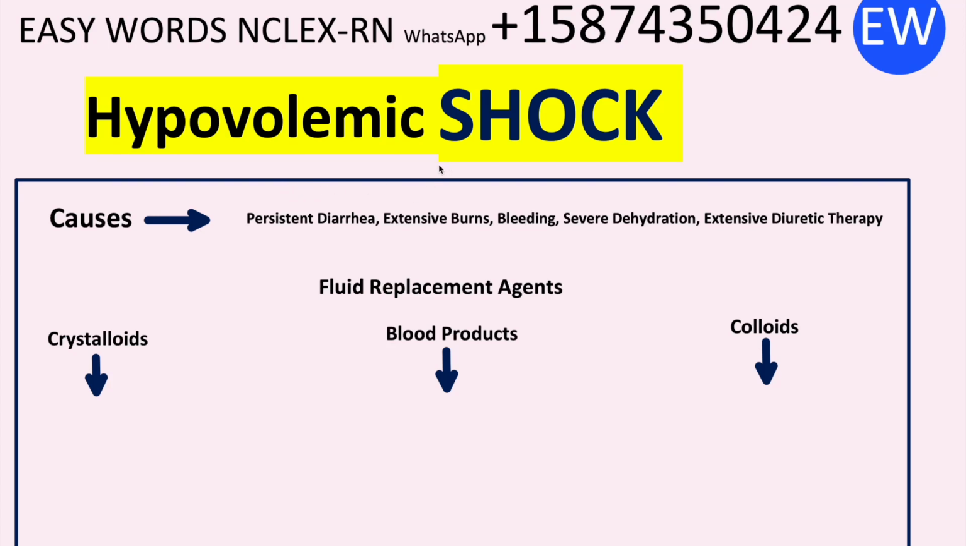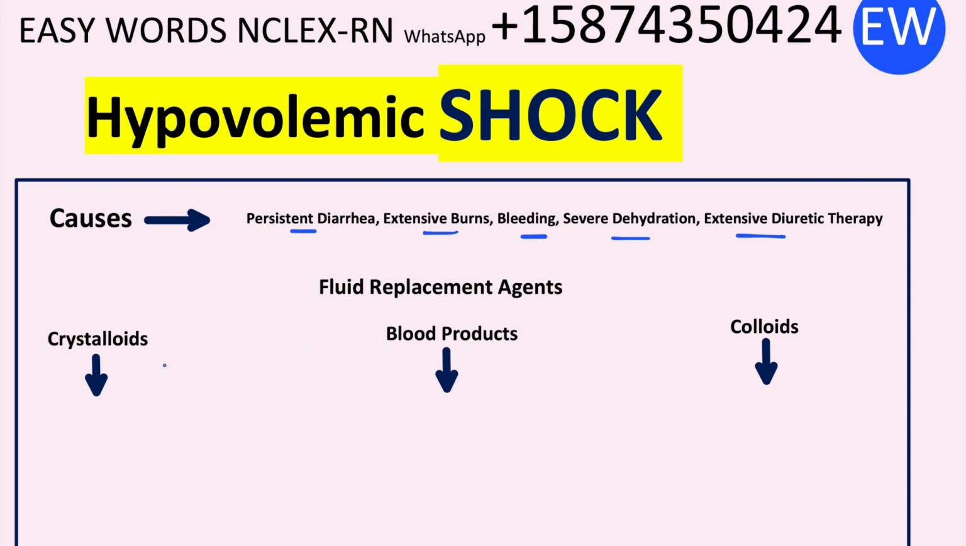Hypovolemic shock is related to volume depletion, and there can be many causative factors which may trigger it, such as persistent diarrhea, persistent vomiting, extensive burns, bleeding, severe dehydration, or extensive diuretic therapy. Aggressive fluid replacement therapy is required to replace the lost fluid volume and also to maintain the urine output.